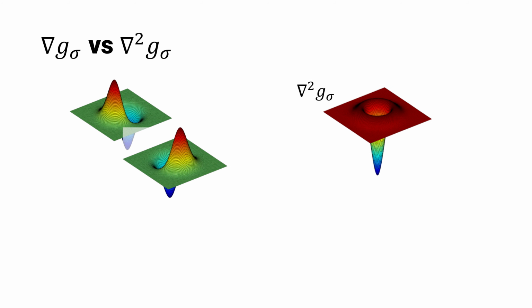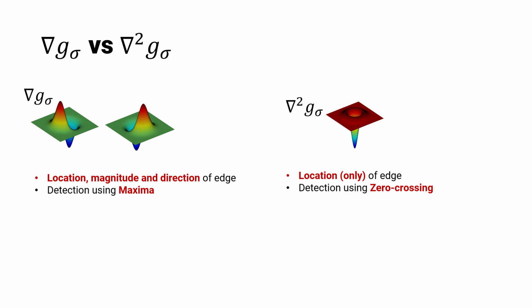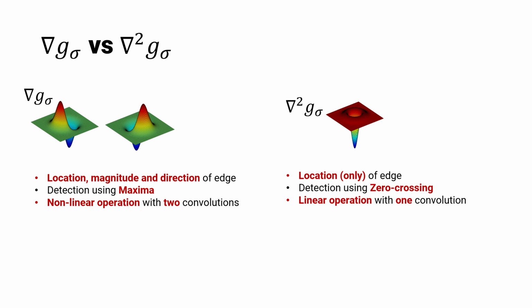So let's quickly compare the mathematical properties of these. In the first order gradient, we have the location, magnitude, and direction of the edge. In the Laplacian, we only get the location of the edge because it's radially symmetric. On the left hand side, it's detection using a maxima. On the right hand side, it's detection using a zero crossing, which generally turns out to be better. On the left hand side, it's a nonlinear operation with two convolution operations. And on the right hand side, it's a linear operation with one convolution operation.